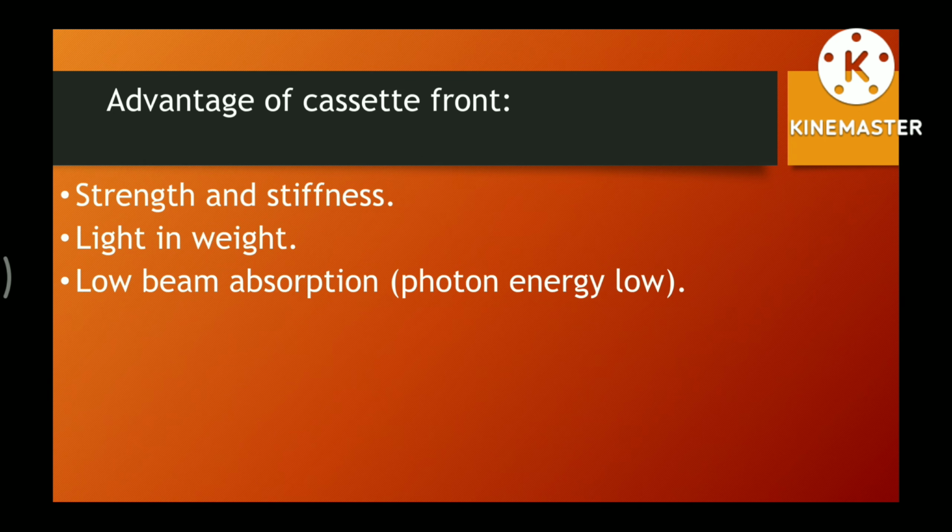Now moving towards the advantages of the cassette front. It has strength and stiffness, meaning it is strong and rigid. Second, it is light in weight, so that we can handle it comfortably. The third is low beam absorption, because the photon energy is low. Why? Because the front of the cassette is made of low atomic number material. For example, we use plastic or carbon, or metal is used for the strength of the cassette. That is why the absorption of the X-ray beam is low on the front side, because the atomic number of the material used is low.